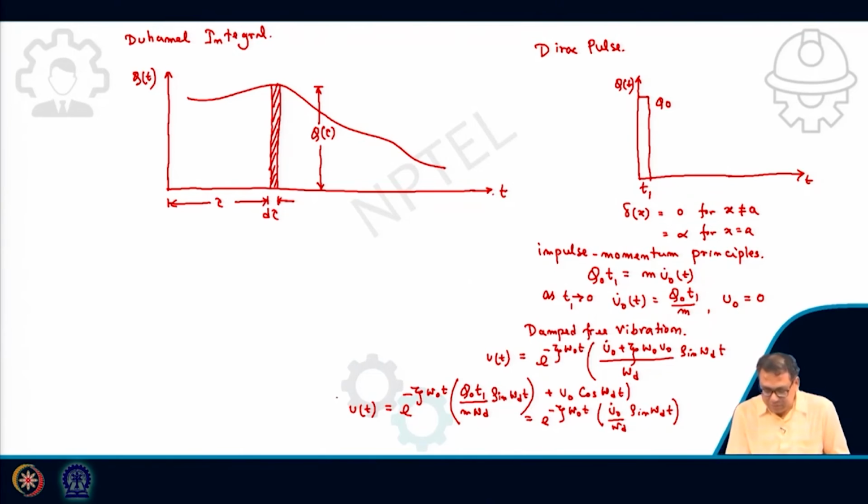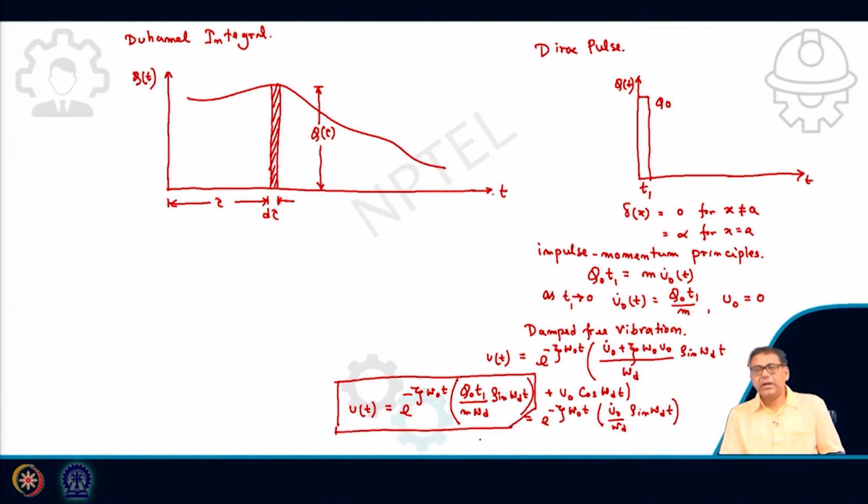Okay, so this is the equation. So this is the response for this Dirac pulse case. Now this Dirac pulse case is applied for a small duration. Now here we are assuming that this small section is equivalent to this one, and we will add this over the entire region of the loading.